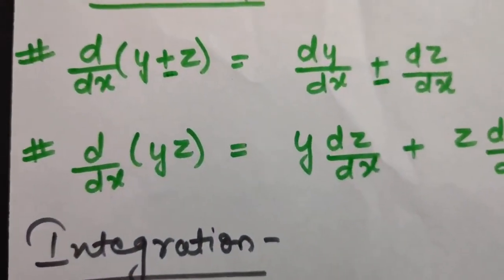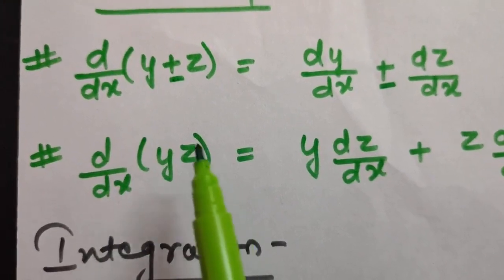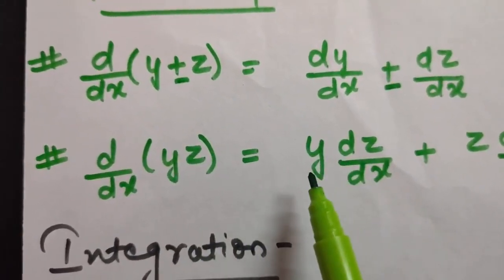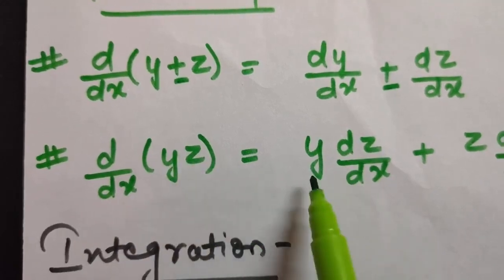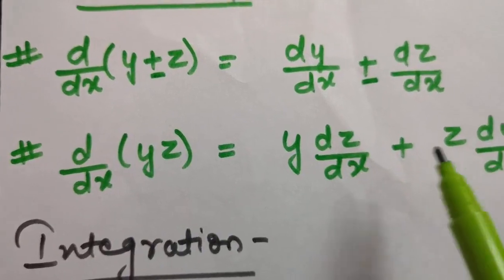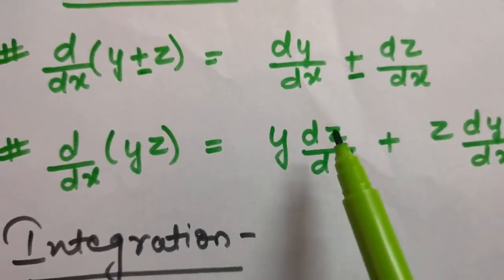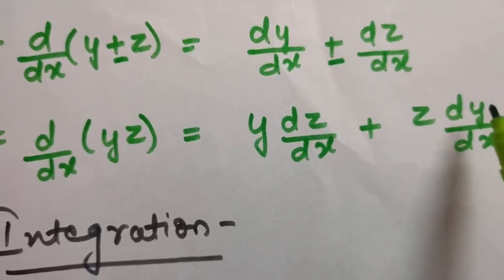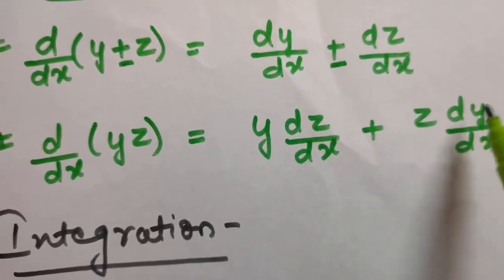Now d by dx of yz, here they are in multiplication. So the formula is that take one of them outside. I am taking y outside, so differentiation of z with respect to x. Then take the other one outside, that is z, and differentiation of y, so plus z dy by dx.